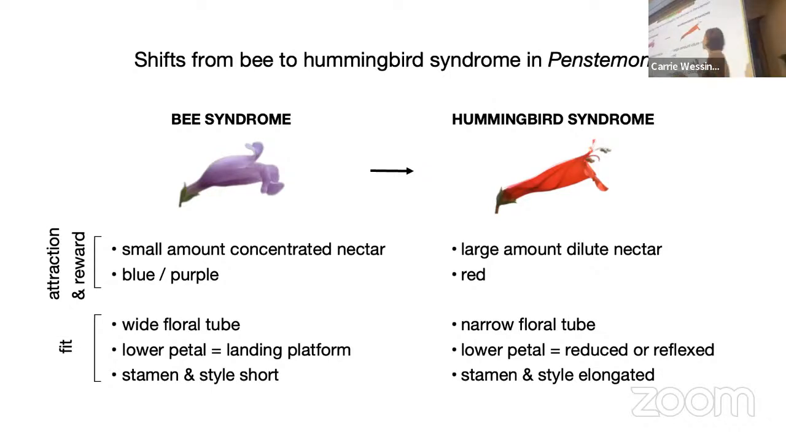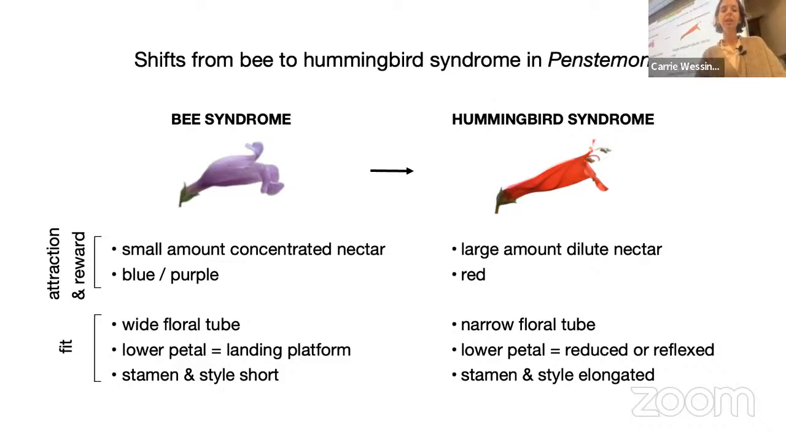And so if we think about a transition from bee to hummingbird pollination, most likely the first traits to transition would probably be these attraction and reward traits. And then maybe you would get selection to improve the morphological fit between the pollinator and the flower and increase the efficiency of pollen transfer.